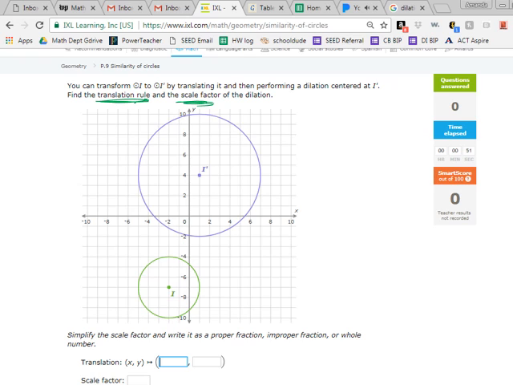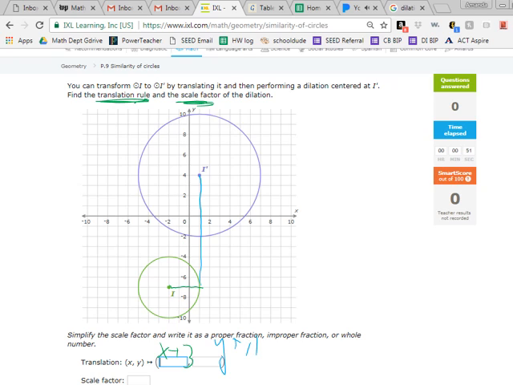What I always do with the translation rule is, since I only have one point to work with, which is the center, I figure out where I am going to move this I to get to my new I. So I have to move it, again, to the right 3. So that's going to be x plus 3. And then I have to figure out how many I am going to move it up. So I've got 7 here plus another 4, so that's y plus 11. So I moved it right 3 and up 11.